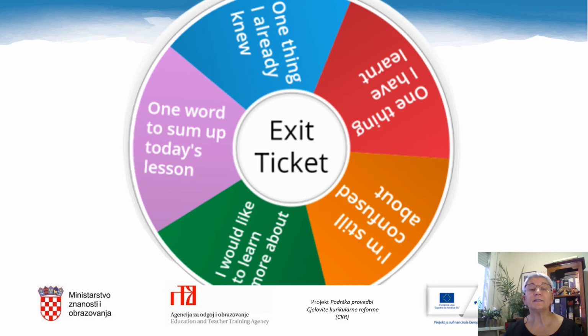This fun exit ticket will help you reflect on today's lesson. Can you sum up today's lesson in one word? What is one thing that you already knew? What is one thing that you have learned? Is there anything that you are still confused about? What is it that you would like to learn more about? Think about how to answer these questions about today's lesson. When you finish, that's the end of today's lesson.